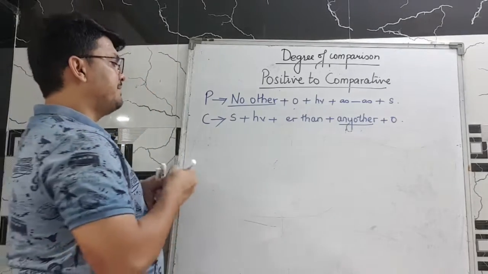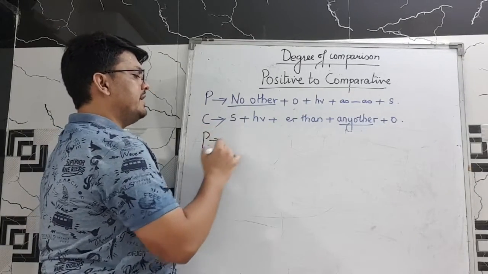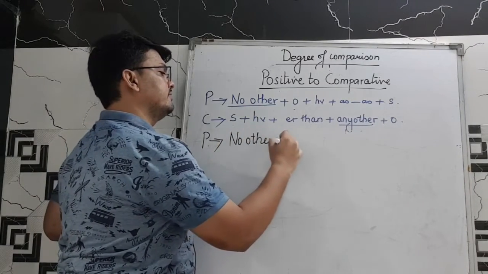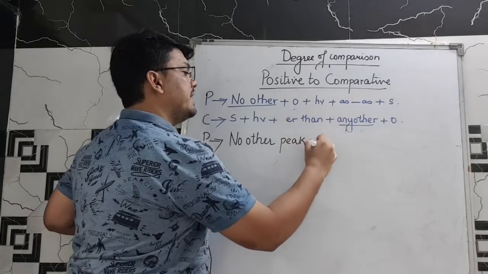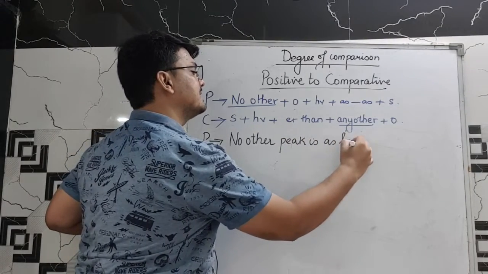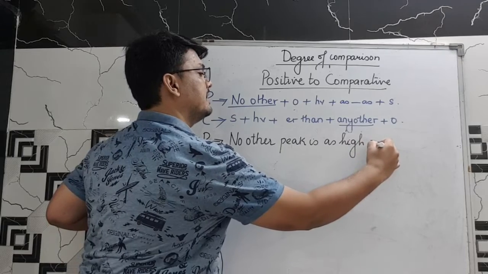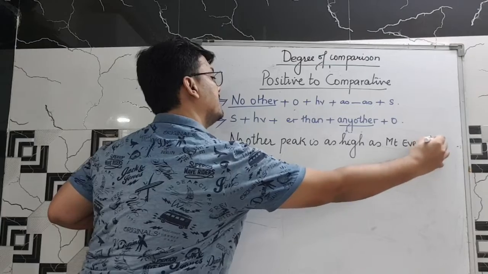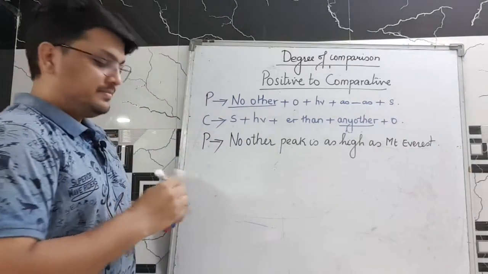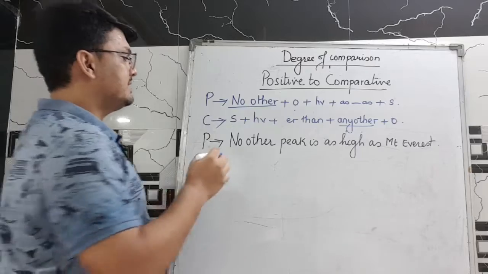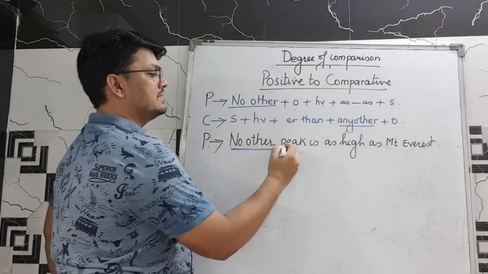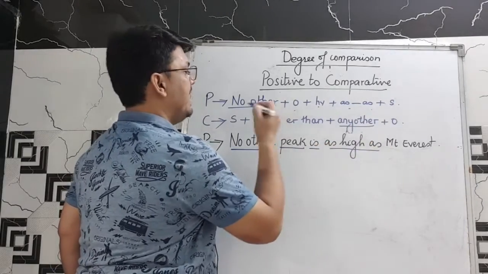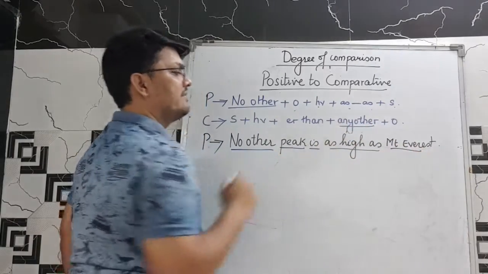Let's take example. Positive degree. No other peak is as high as Mount Everest. First we will analyze the sentence. It started with no other. Yes. Helping verb. As positive degree. And we can see subject Mount Everest.